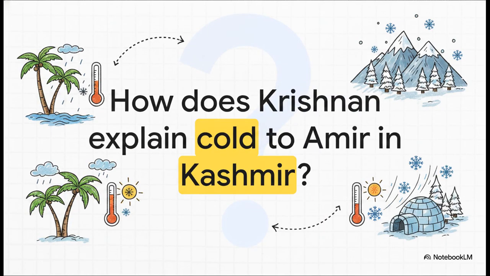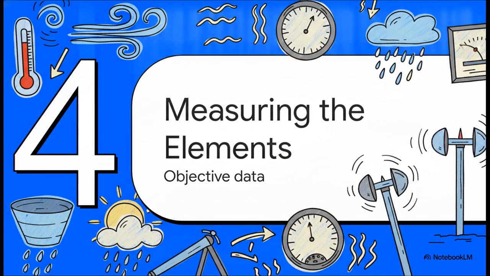But here's a fascinating problem with simply experiencing those 5 elements. Human feeling is completely subjective. The chapter presents this really great thought experiment. Let's imagine a guy named Krishnan, living in the warm coastal city of Chennai, and he's chatting with his friend Amir, who lives up in snowy Kashmir. Krishnan tells Amir it's cold after a night of rain. But how can Krishnan accurately explain cold to him? I mean, what feels chilly to Krishnan in Chennai might feel like a wonderfully warm, pleasant spring day to Amir in Kashmir.